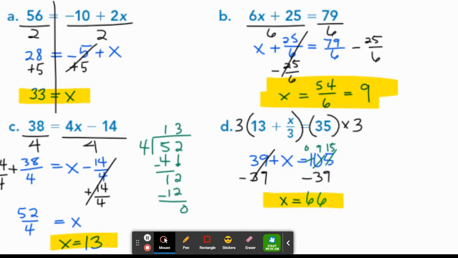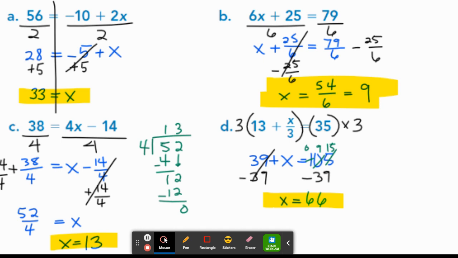Alrighty, for 4A through D, you were to multiply and divide first, and then add and subtract. So for 4A, I divided both sides by 2, and then I added 5. X is 33. For 4B, I divided both sides by 6, and then I subtracted, and this is where that improper fraction comes in.